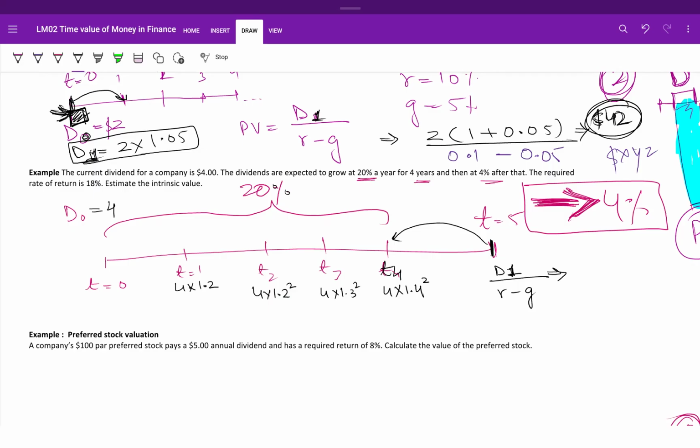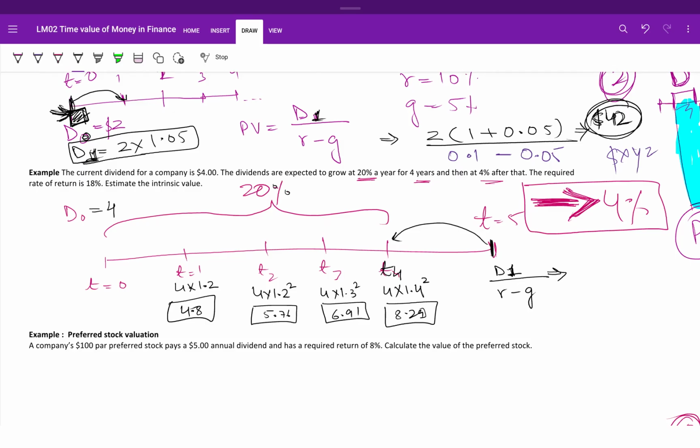Okay, let me just calculate it. 4 into 1.2 is going to give us a value of 4.8. This is going to give us a value of 5.76. Even if you do not remember the formula, don't worry. It's not going to be difficult, but you need to understand the concept here. When we multiply 5.76 by 1.3, it's going to be 6.91. And here it's going to be 8.29. So this is going to be our reference point here.